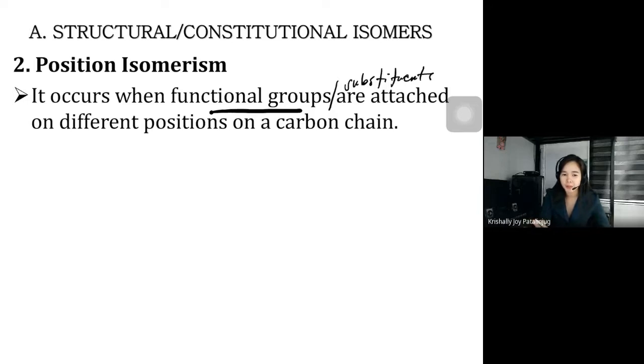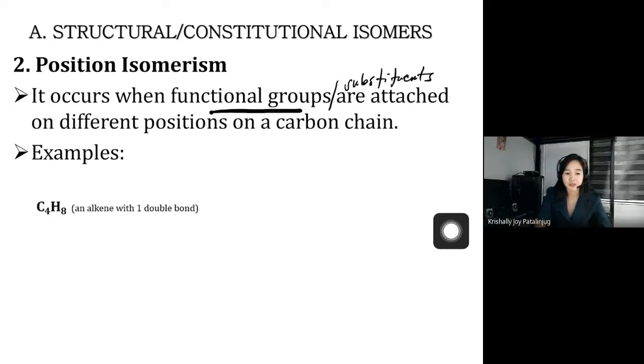Nagkakaiba yung structure ng molecules because different yung positions ng functional groups or position ng substituents. So example, in this given formula, C4H8, sabi dito, ito daw ay isang alkene with one double bond. Now, what do you think would be one of the possible alkene kapag apat yung carbon? Yung straight chain alkene na apat yung carbon. What do you think is that alkene? Apat yung carbon, so you will obtain butene. Diba? Butene. Okay, very good.